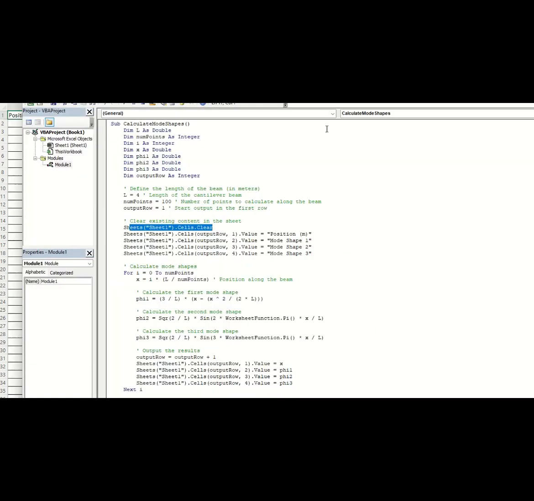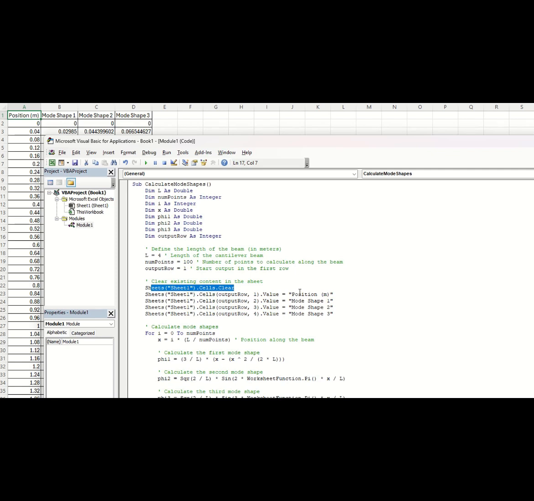The output row is row 1 onwards, we are starting from it. Cells(1, 2) is mode shape 1, then mode shape 2, mode shape 3. Output row we are considering as 1 after clearing it. Once we clear with Sheet.Cells.Clear, the output row starts with the first row itself.